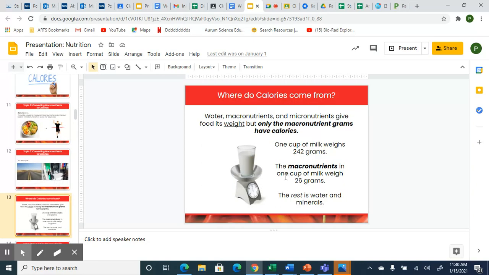So water, macronutrients, and micronutrients give food its weight, but only the macronutrients have calories. So 1 cup of milk weighs 242 grams. The macronutrients in 1 cup of milk weigh 26 grams. The rest is water and minerals. Anybody remember a mineral that was in milk? Did you say vitamin D? Because you would have been right.